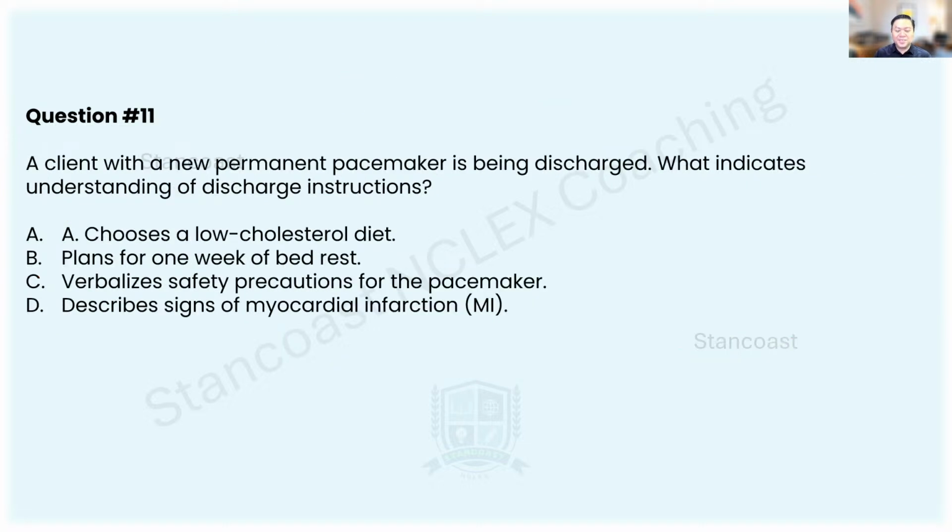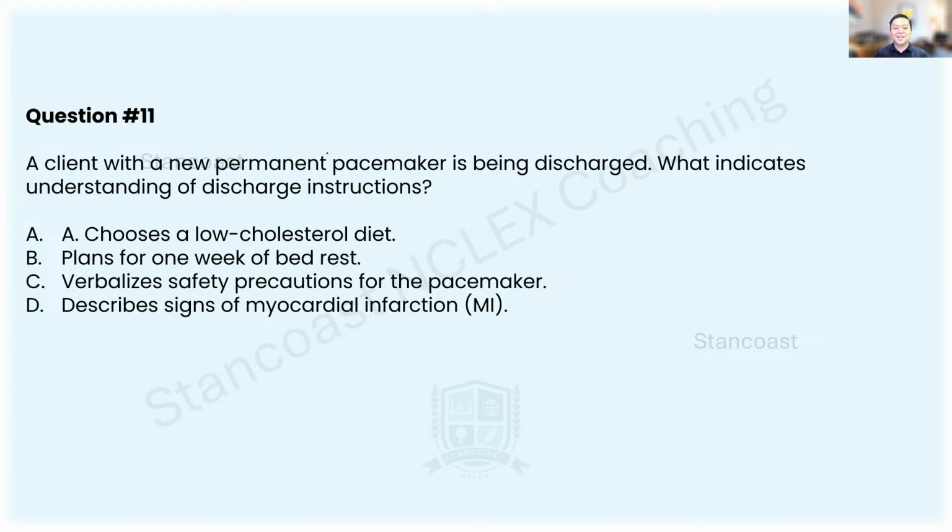Now, moving into number 11 here. A client with a new permanent pacemaker is being discharged. What indicates understanding of discharge instructions? Question states, a client with a new permanent pacemaker is being discharged. What indicates understanding of the discharge instructions? Is it A, choose a low cholesterol diet, or B, plans for 1 week of bed rest, or C, verbalize safety precautions for the pacemaker, and D, describes signs of myocardial infarction?